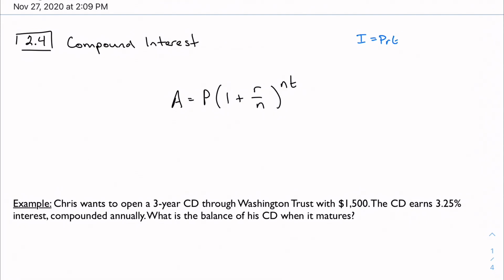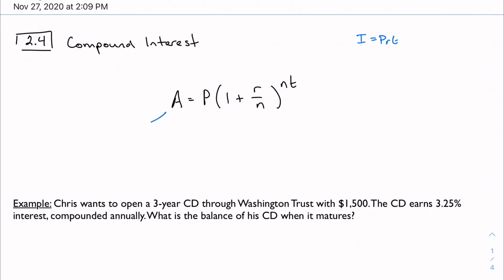What compound interest is doing is it's taking the balance repeatedly and then recalculating interest, and sometimes that balance winds up including interest that's already present. So you earn interest on your interest. It's technically a better way to make money, usually in a savings account. And it's this formula here: A equals P times (1 plus R over N) to the NT.